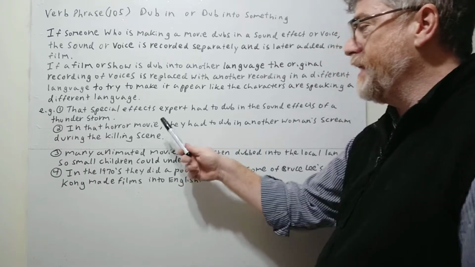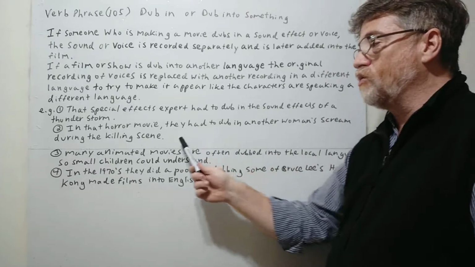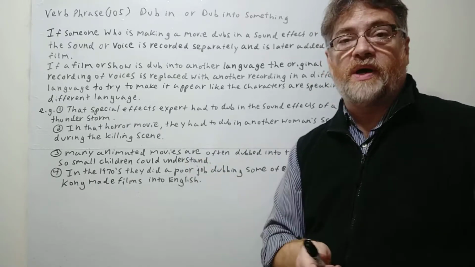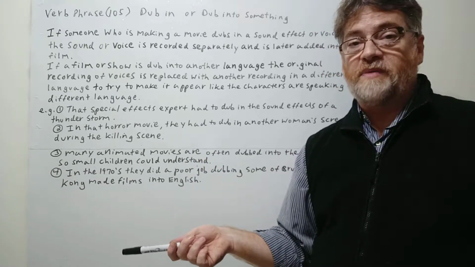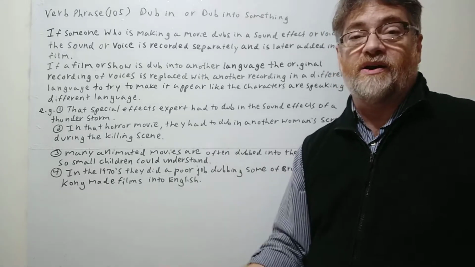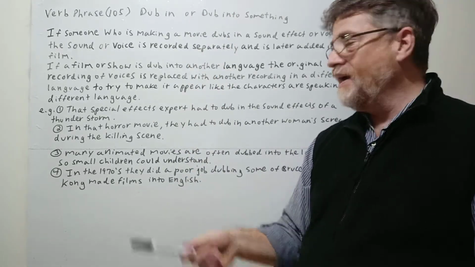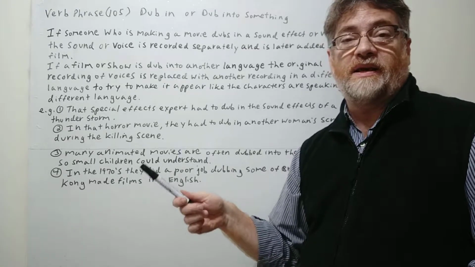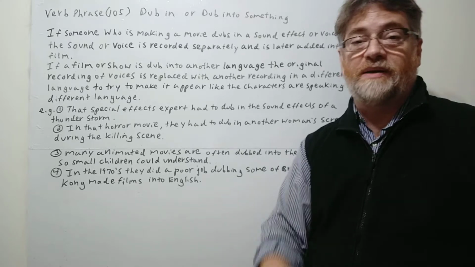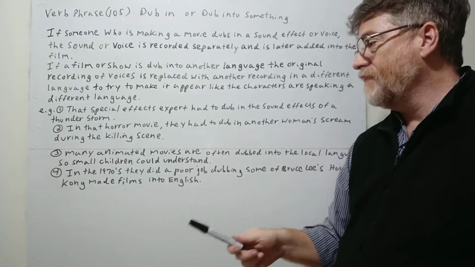All right, number two: in that horror movie, they had to dub in another woman's scream during the killing scene. We often talk about this. This is a typical one. Maybe the girl is very pretty, but she doesn't really have a good screaming voice. But they can get another girl that can scream really, really loud, really high. So they might dub in the other girl's scream. Somebody could claim, hey, that's my scream, basically.